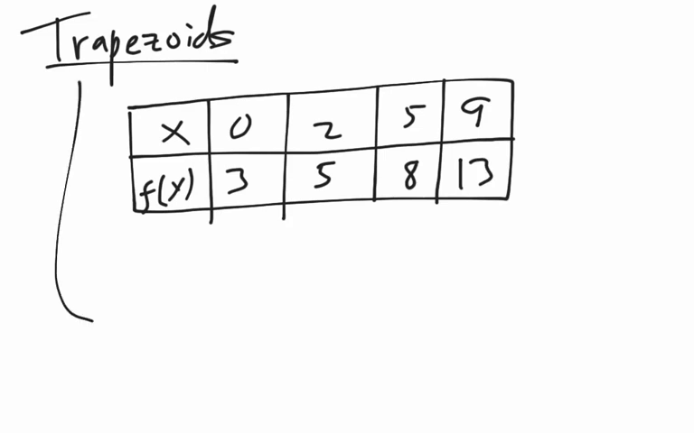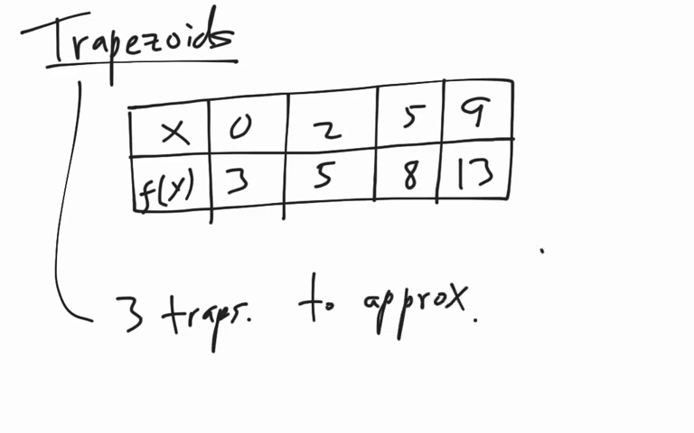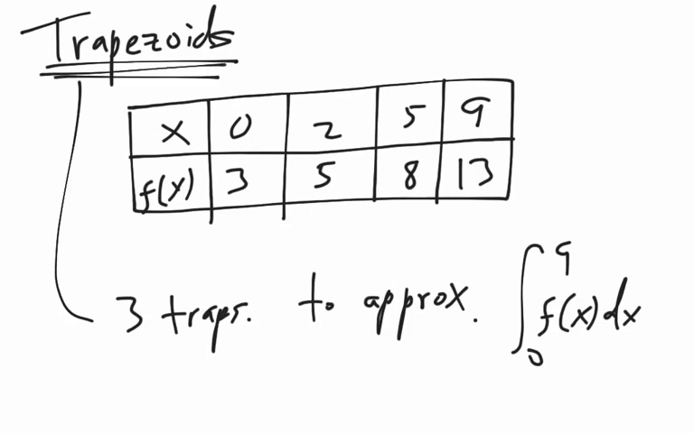And we're going to use trapezoids. We're going to use 3 trapezoids to approximate the integral from 0 to 9 of f of x dx. Remember, integral is area, so we're approximating area. You'll know when you have to use trapezoids because the problem will say use trapezoids. That's basically it. What we're going to do for this is draw a picture.